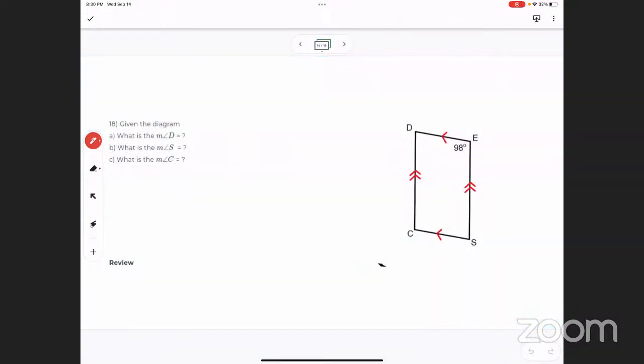Yeah. Given the diagram, I'm on page 16. What is the measure of D? Well, if these are both parallel, then one of the properties of a parallelogram is that opposite sides have to be congruent, or opposite angles have to be congruent, and the other angles have to be supplementary. So this would have to be 82. It'd have to add up to 180, and that's 82.